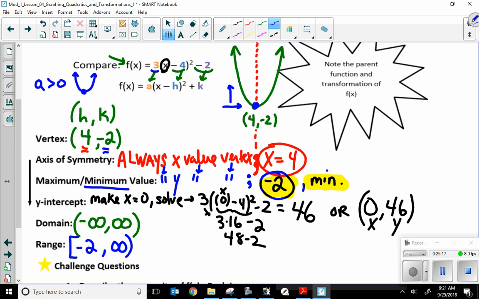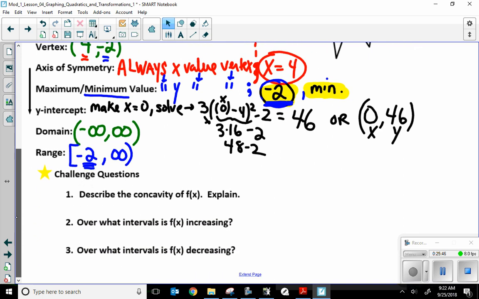Okay, my range, if you want to make a note, will always include the min or max value. Always, always, always. If you want to write that down, write that down. My range will always include my min or max value. And then it will either go to positive infinity if it opens up, or if my parabola opens down, it will go to negative infinity. All right?